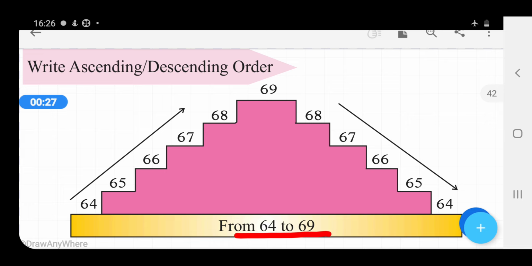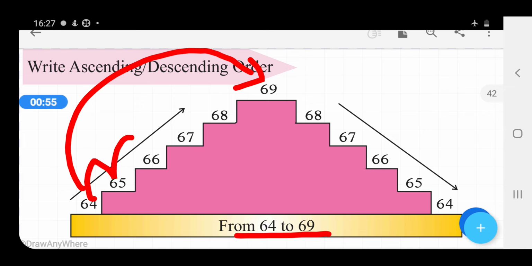these numbers have been arranged in a particular order. And when the numbers are arranged from smaller to greater number, it is called ascending order of numbers, like 64 to 69. Okay, in ascending order the number always adds up and counting goes forward, like 64, 65, 66, 67, 68, and last one 69. So we can say these numbers are in ascending order.